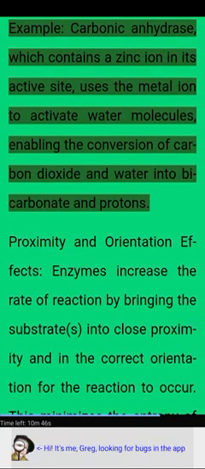Example: carbonic anhydrase, which contains a zinc ion in its active site, uses the metal ion to activate water molecules, enabling the conversion of carbon dioxide and water into bicarbonate and protons.